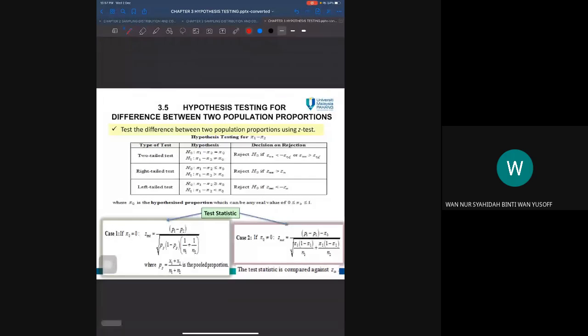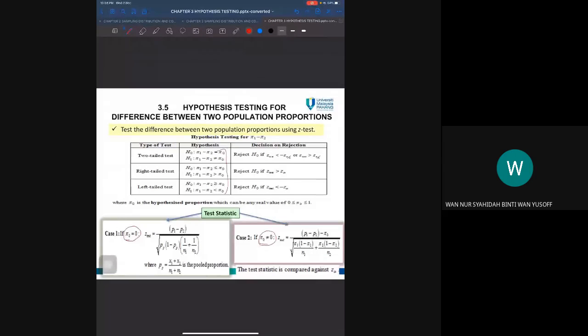Okay. So in 3.5 here, we have the difference between two population proportions. So we have pi 1 minus pi 2 equal to pi naught. So again, it is a z-test. But we have two different formulas here for the z-test. Okay, so how do we choose? It is based on the pi naught value.